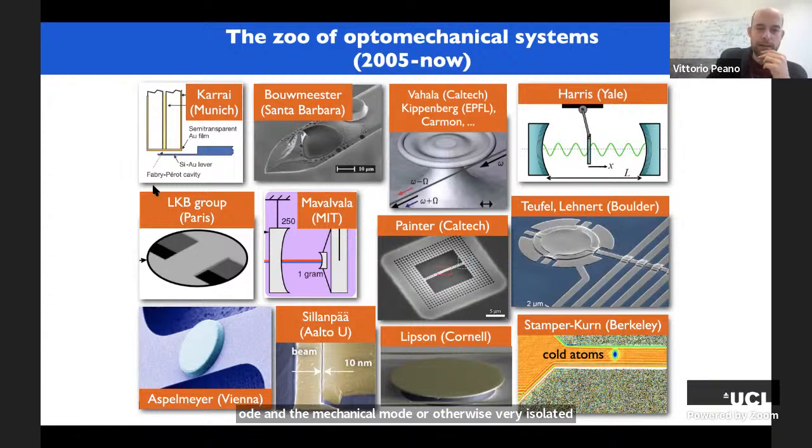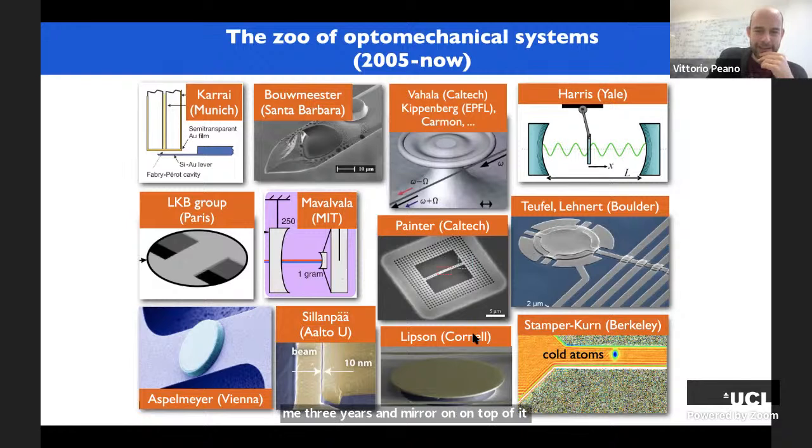So here is a series of very successful optomechanical platforms. Maybe I can mention a few of them. This looks pretty much like the prototypical one. It's from Aspelmeyer in Vienna. It was one of the early devices, and it really has a mirror on top of a cantilever.